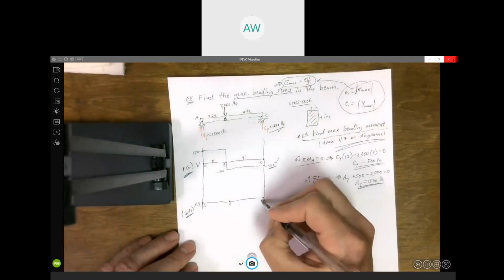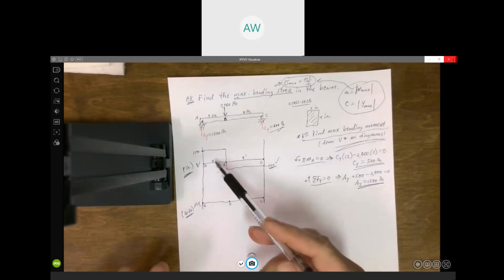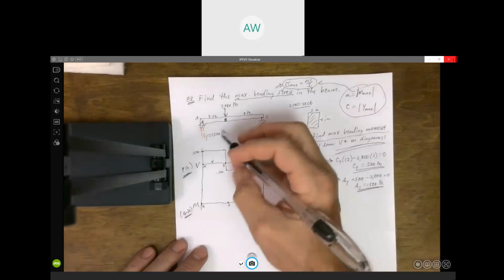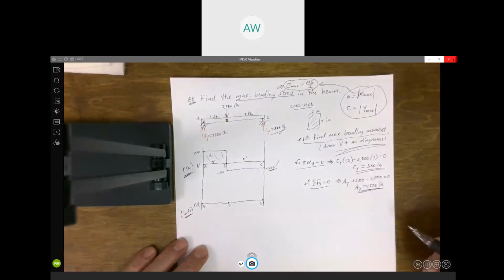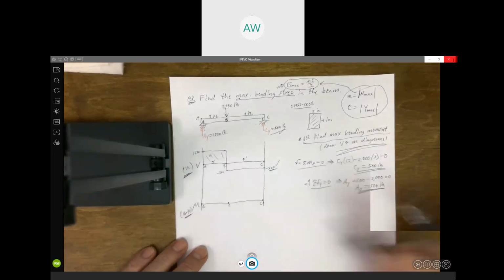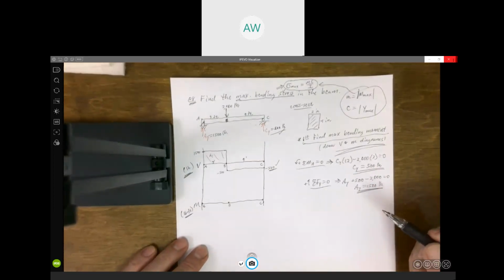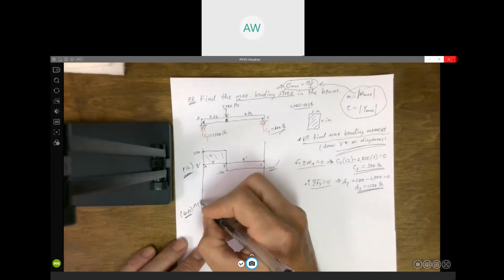Let's see. The moment increases or decreases by whatever the area is under the shear diagram. So this area, what we call A1, it's a rectangle. 1,500 times 3 is 4,500. So we're going to go up 4,500. Now it's going to start at 0.